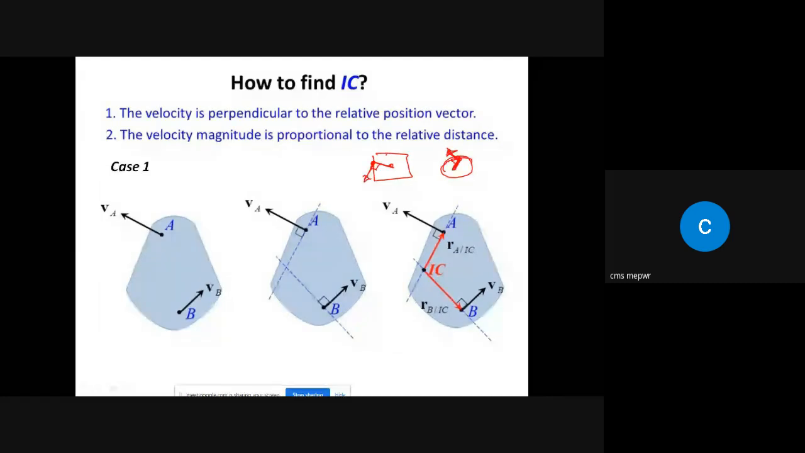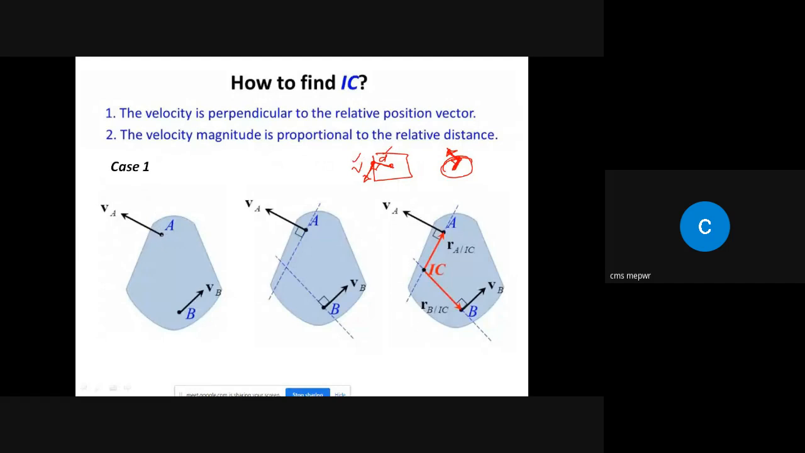Then the velocity magnitude is proportional to the relative position. Means there is a proportion between this velocity and this position vector. This means if one is increasing, the other will also increase, something like that. Okay, let's discuss different cases. So this is one of the cases.